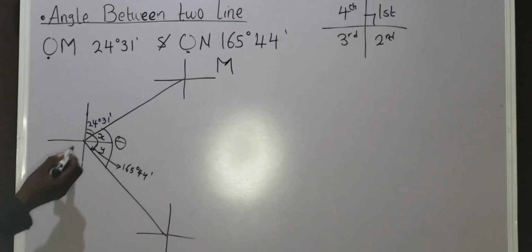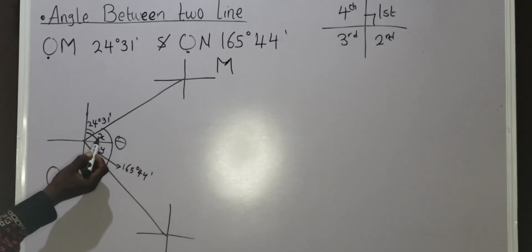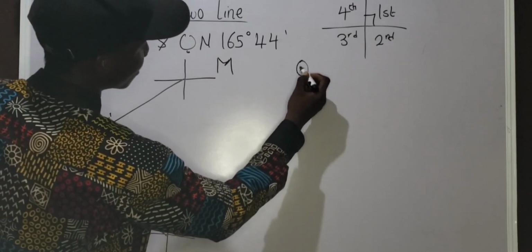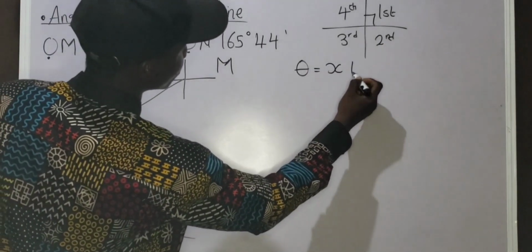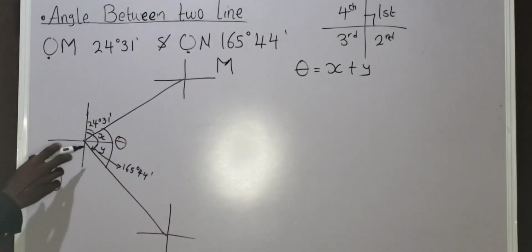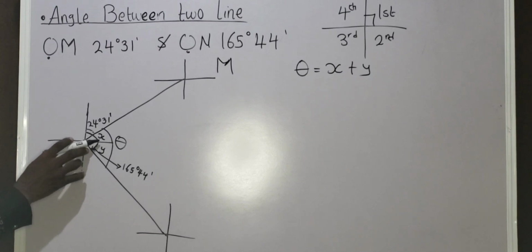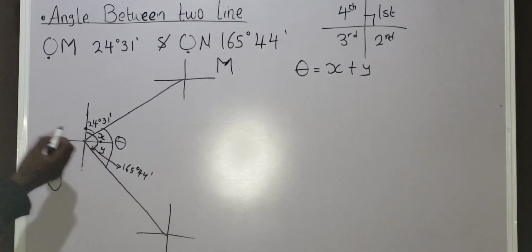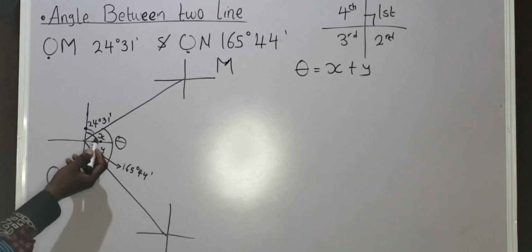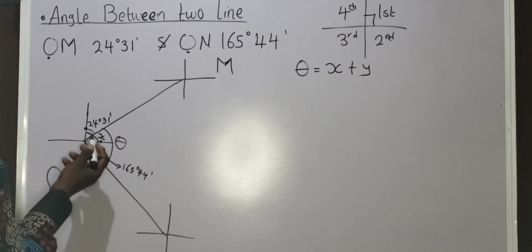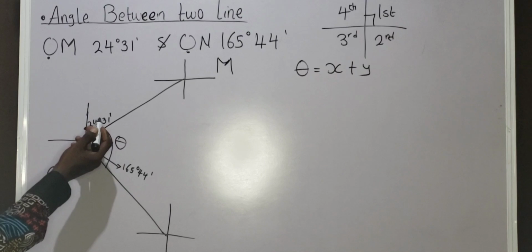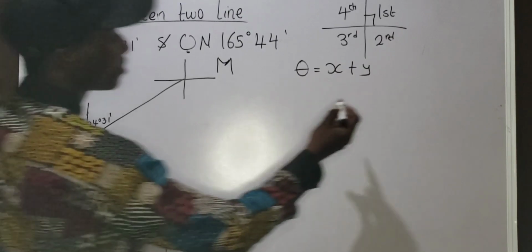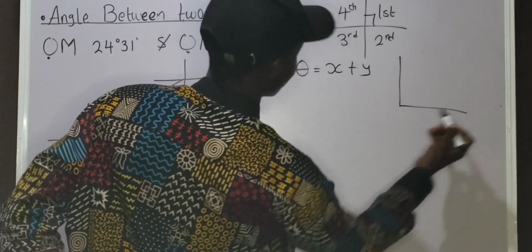Now let us proceed. I need to determine the value of angle X. Theta is equal to angle X plus angle Y. Do you understand? So in order to determine the value of angle X, don't forget that from this point to this point is 90 degrees. So in order to determine the value of angle X, I'm going to subtract 24 degrees 31 minutes from 90 degrees. Are you getting it? Since I know that, let's have another diagram.